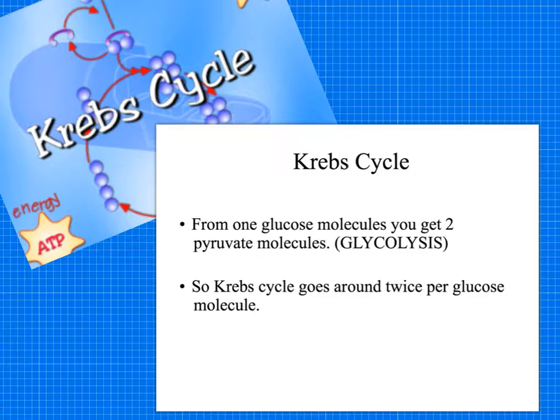So if you cast your mind back to glycolysis, you'll remember that from one glucose molecule you get two pyruvate molecules that will then go into the link reaction. And the link reaction will happen twice, and so the Krebs cycle, as it is a cycle not a reaction, goes around twice per glucose molecule.